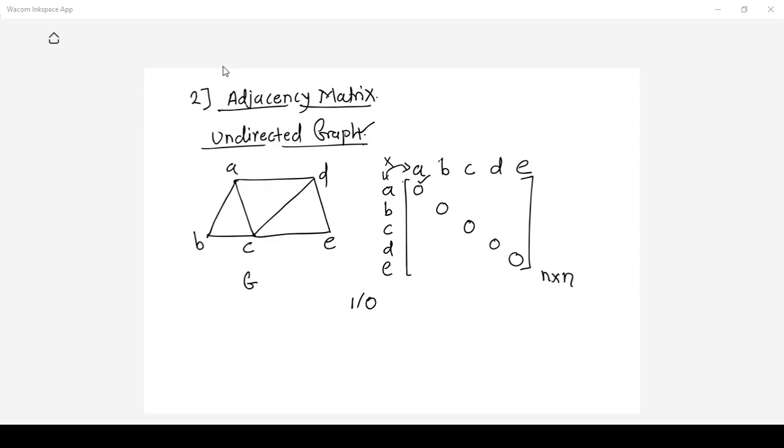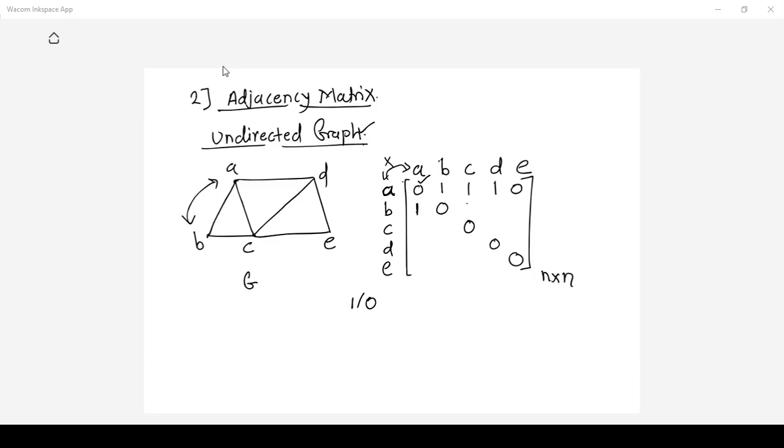Now if you look at vertex A, A is adjacent to B, so I'll write 1. A is adjacent to C, I'll write 1. A is adjacent to D, I'll write 1. A is not adjacent to E, as there is no direct edge between A and E, hence I'll write 0. Now go for vertex B. B is adjacent to A. In the case of an undirected graph, if there is an edge connecting the vertices, then we should consider this edge from A to B as well as from B to A.